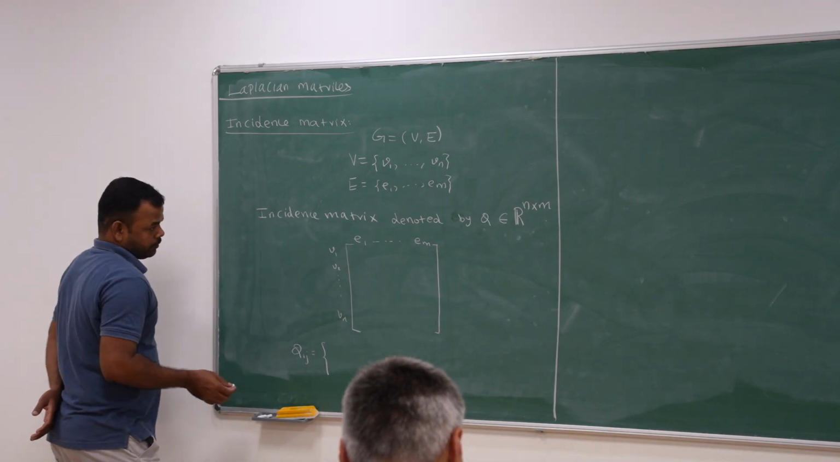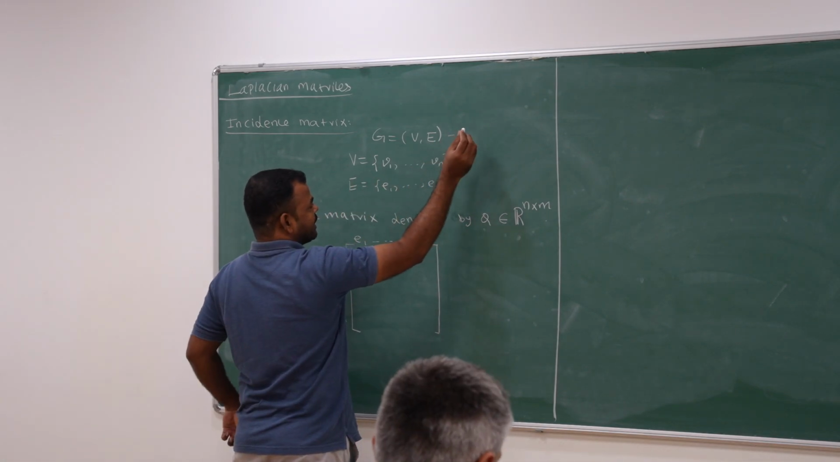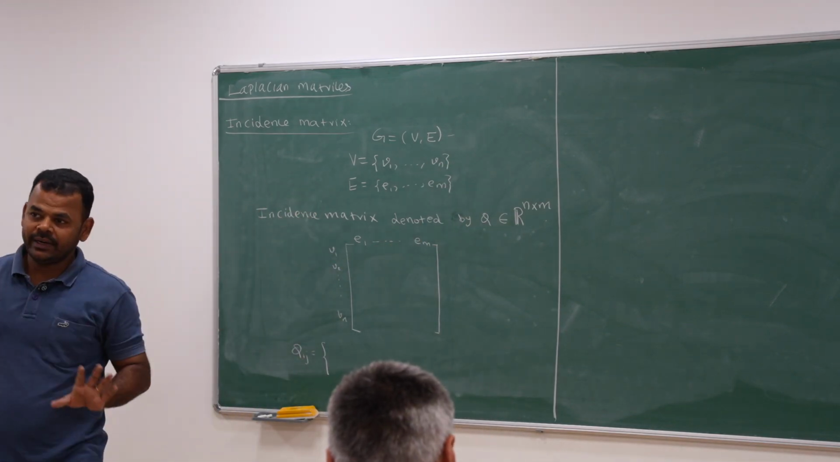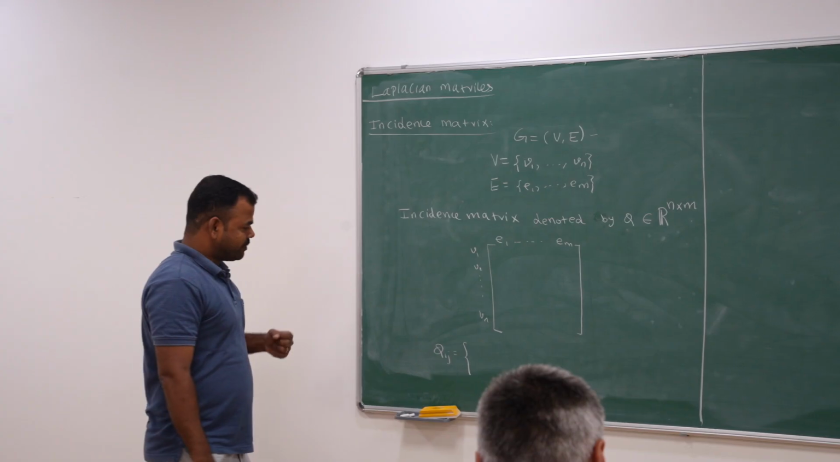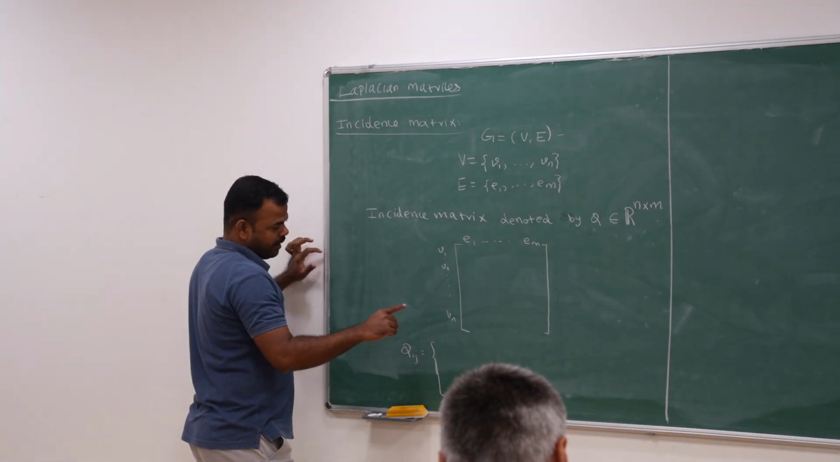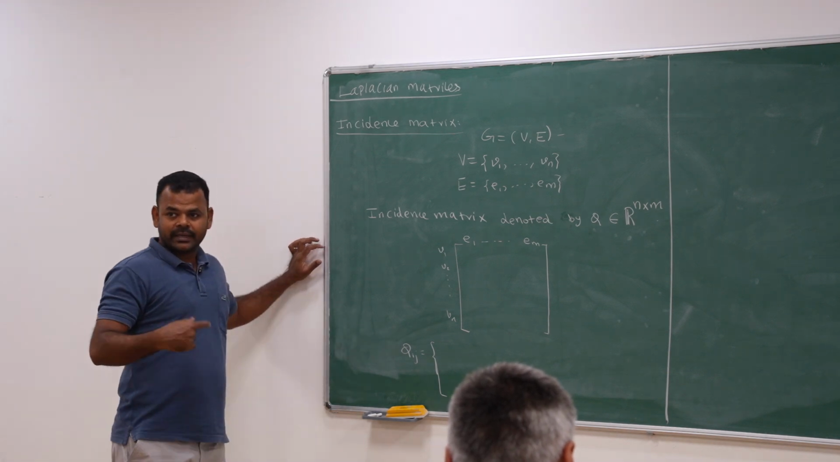Before defining it, we are working with a simple undirected graph. First give an orientation to all the edges, and fix the orientation. After giving the orientation, every edge will have a starting point and an ending point, a starting vertex and an end vertex.